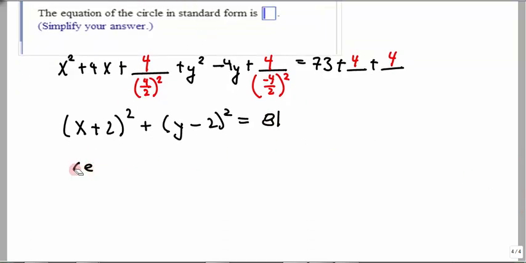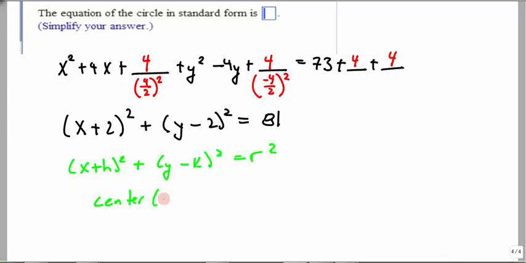Remember, the standard form of the equation of the circle is (x + h) squared plus (y - k) squared equals r squared. So I have a center here at (-2, 2), because remember, I do the opposite. Negative 2 is my x, positive 2 is my y. And then my radius is the square root of 81, which is 9.